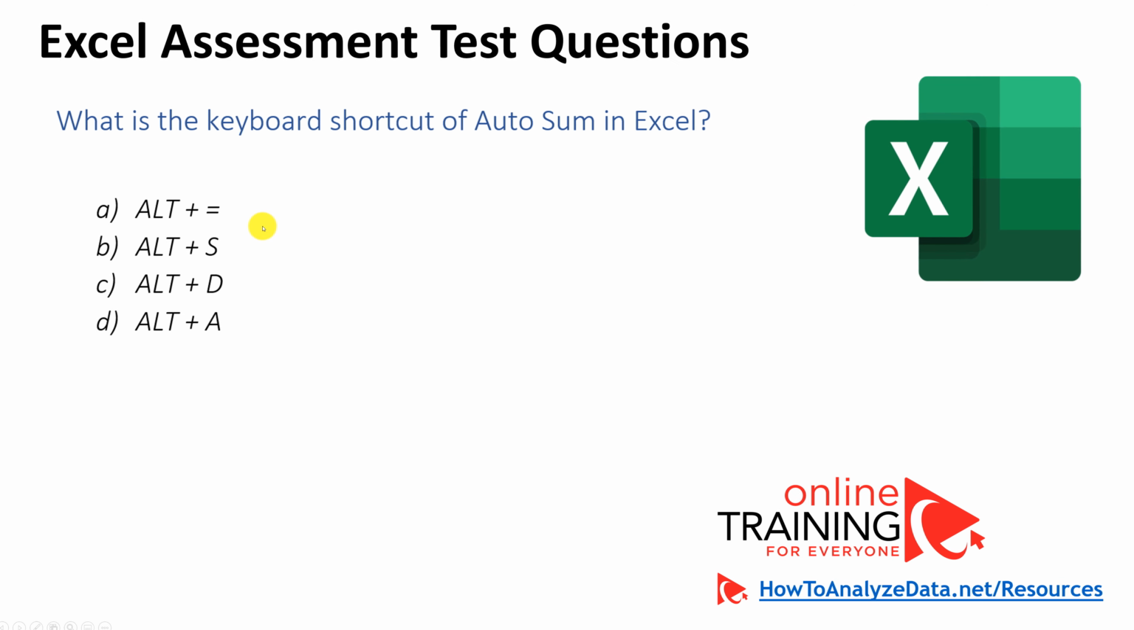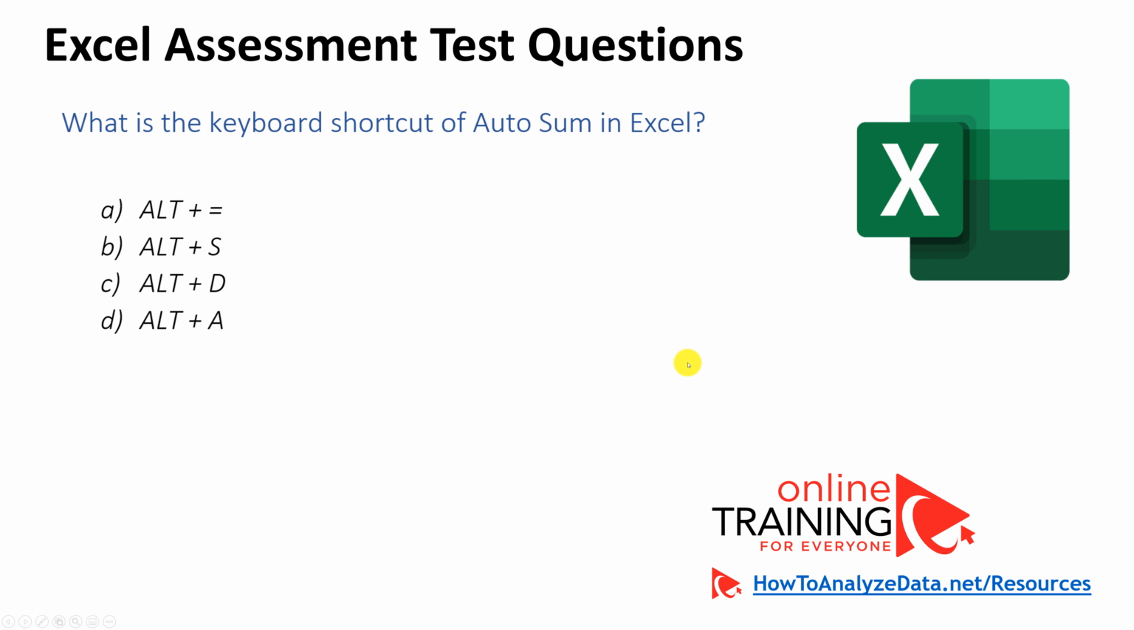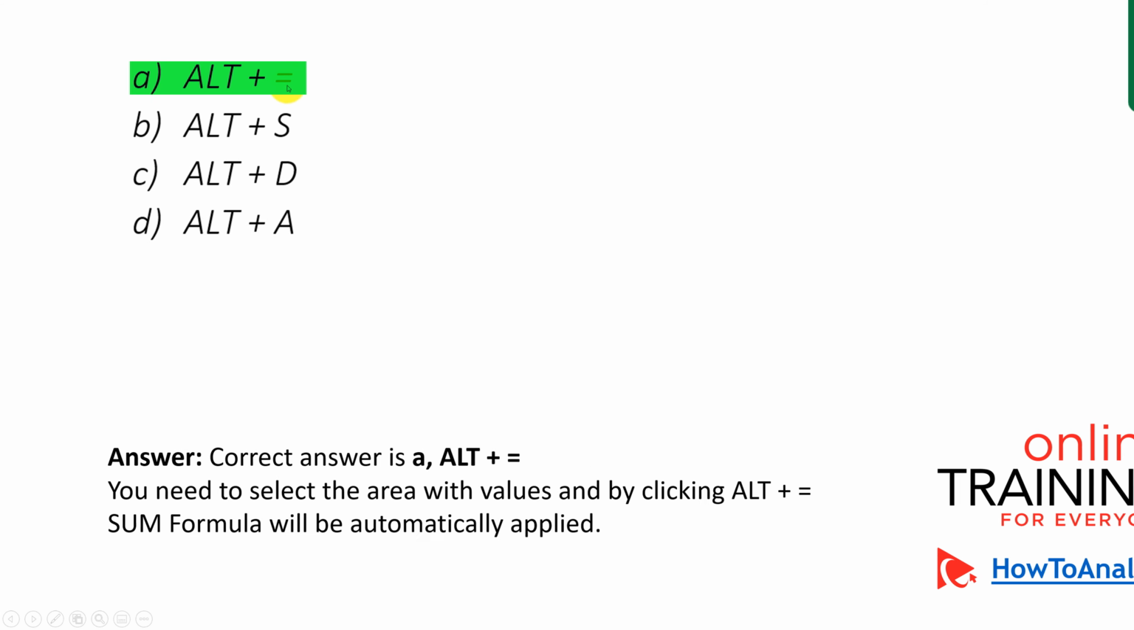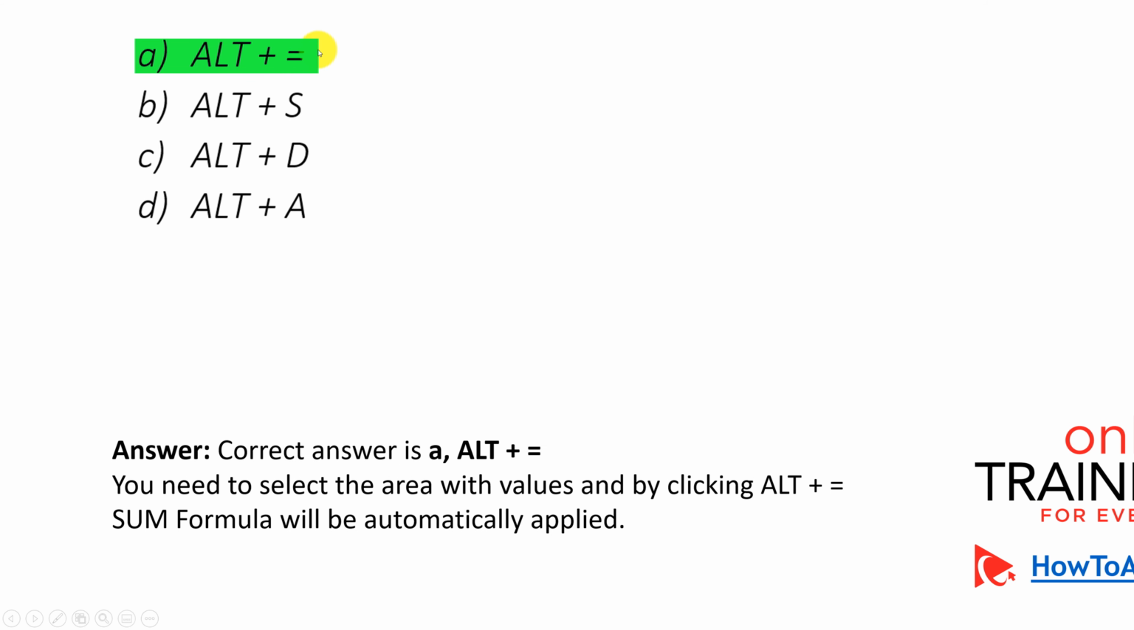As you probably figured out by now, the correct answer to the question is A, Alt plus equal sign. And once you press this shortcut after selecting all the values, you will get the Autosum function triggered, and then you just need to hit Enter to execute it.